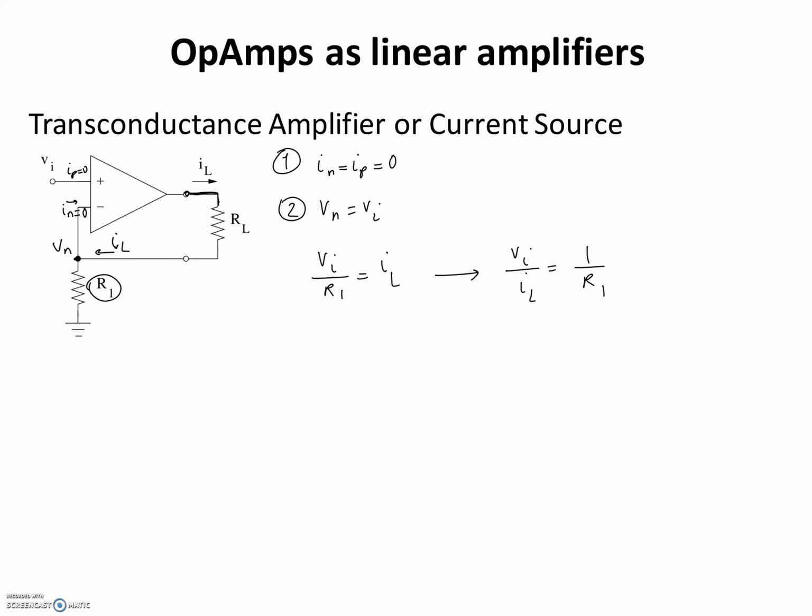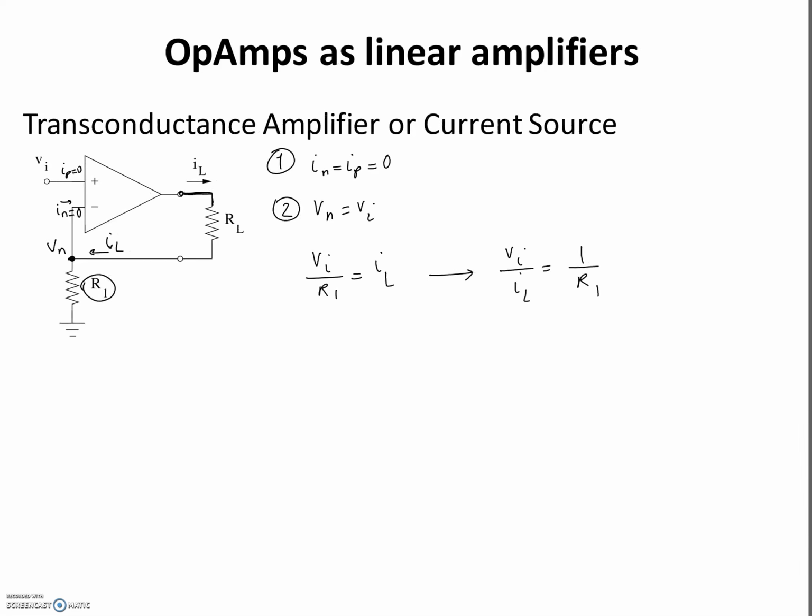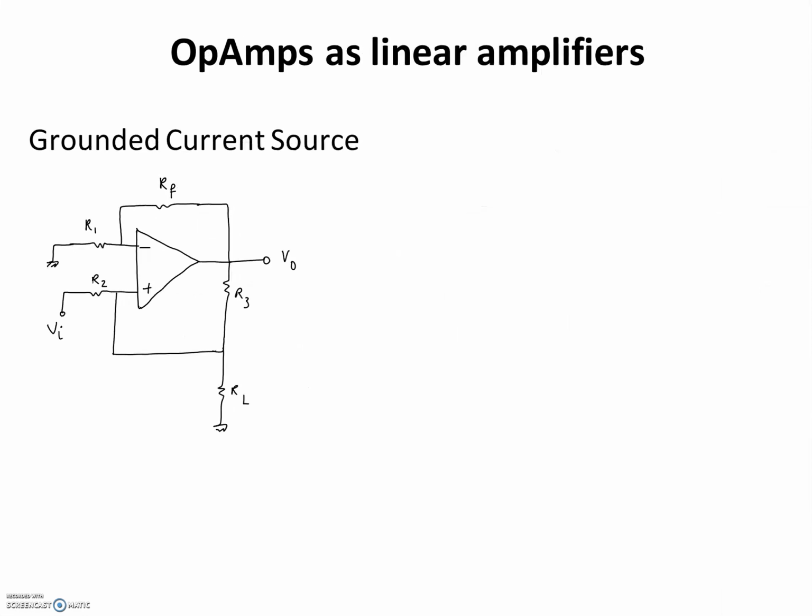Okay, so the load in this current source is a floating load. In other words, it's not connected to the ground, but sometimes we have to use a load that's grounded to make sure that the current source can be used for a load that's grounded. We can use this configuration. So this is a grounded current source.